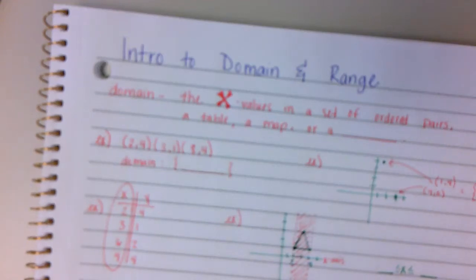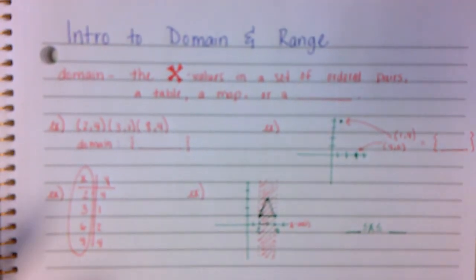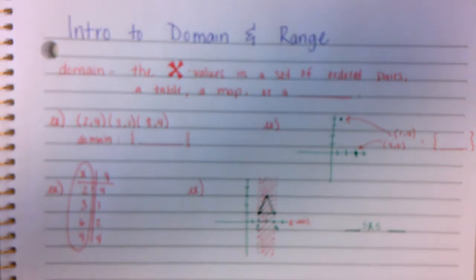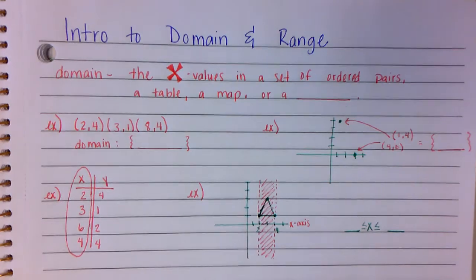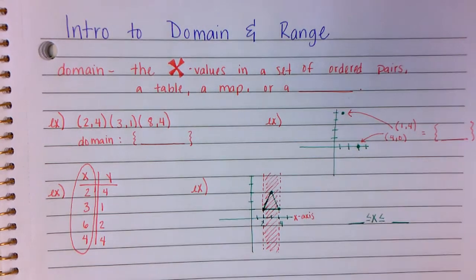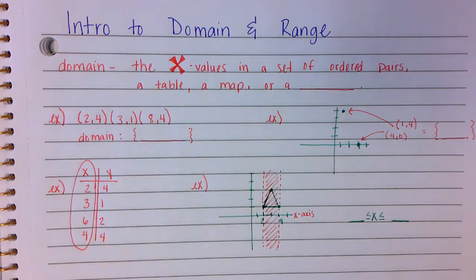Hello there, good morning. So today we are going to be working on domain and range. We were just talking about area and perimeter of polygons and our linear functions. So we're going to move into what is domain and range, how can we find it, what are the different ways that we can see it, and how can we use it. So we're kind of moving into a new topic.